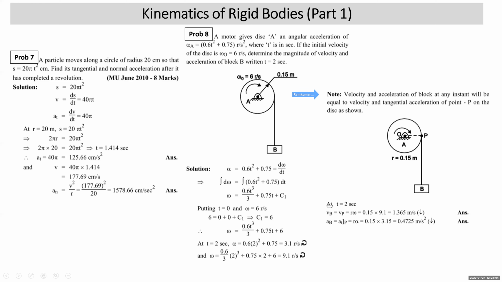So now at point D, the velocity of block B is nothing but the velocity of point P, that is r omega. R is 0.15, omega is 9.1, so that is 1.365 meter per second, and it will be vertically down. The acceleration of block B will be nothing but the tangential acceleration of point P, that is r alpha. R is 0.15, alpha is 3.15, so 0.4725 meter per second square.